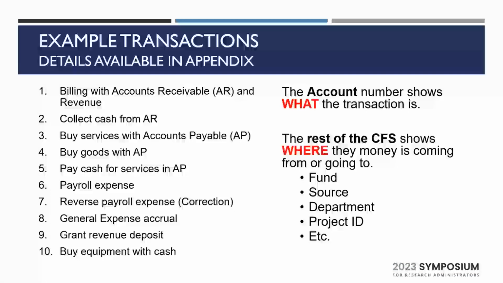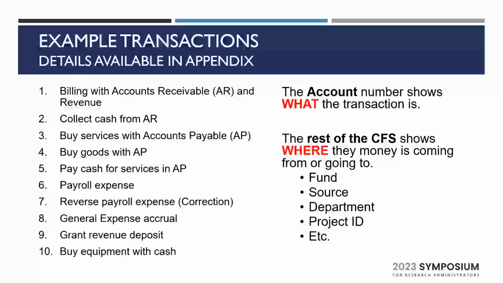Please be careful in selecting your chart field strings, as it needs to be matched up correctly to your project ID's designated chart field strings. So in example 1, suppose a department sold goods or services to an external entity and sent them an invoice. We would debit accounts receivable, an account starting with 113, and credit revenue, an account starting with 4.